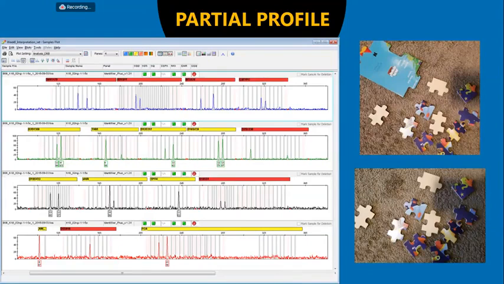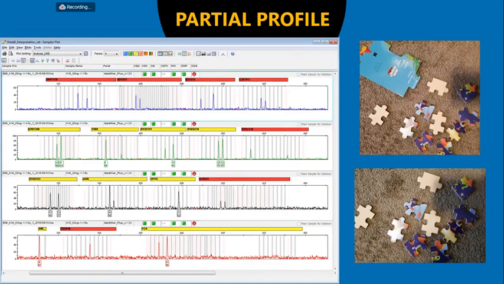And same thing, that goes back to your validation studies and what you've seen, what you do in your lab. But these are partial profiles where you can see that you have a lot of missing information. So it's like getting a puzzle with only a few pieces. So you know that you don't have enough information there to put together the full picture.